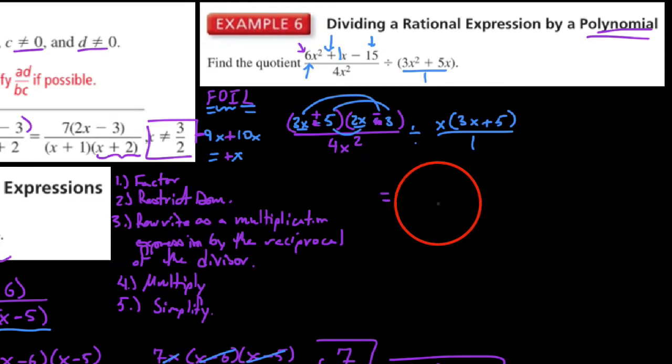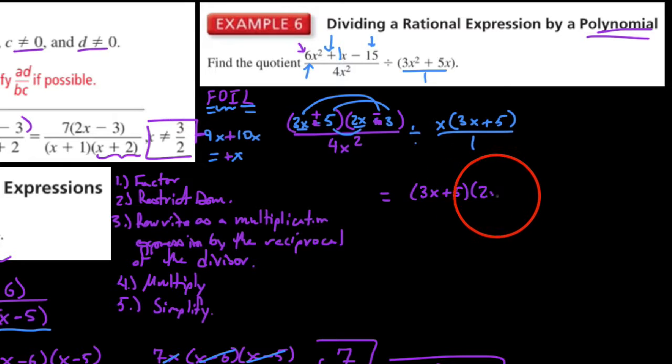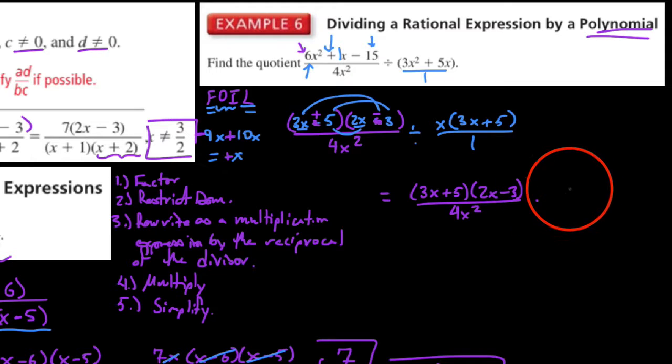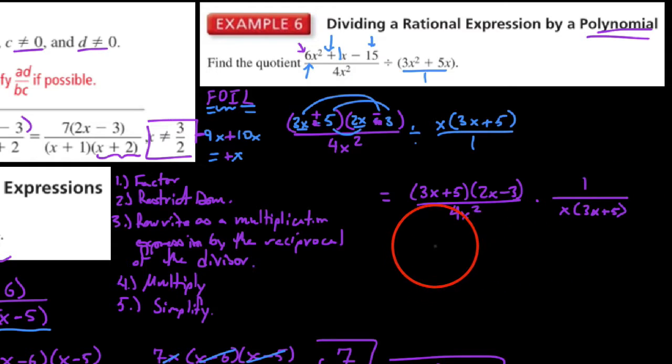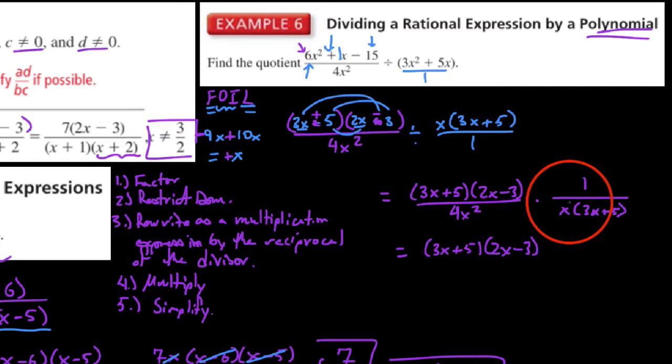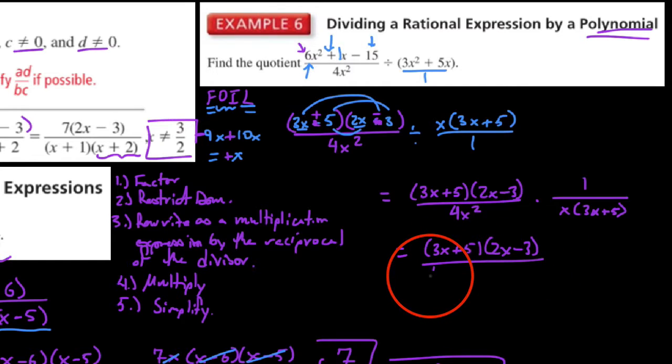So now that we've done this, let's go ahead and rewrite this as multiplication by the reciprocal. So we have 3x plus 5, 2x minus 3, all over 4x squared. And this is times now 1 over x times 3x plus 5. So as we normally do at this point, we're going to multiply these fractions straight across. And what we end up with is 3x plus 5, 2x minus 3 times 1. And in the denominator here, we get 4 times x squared times x times 3x plus 5.